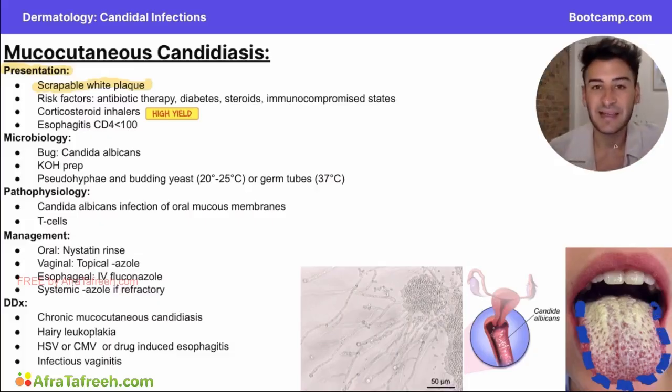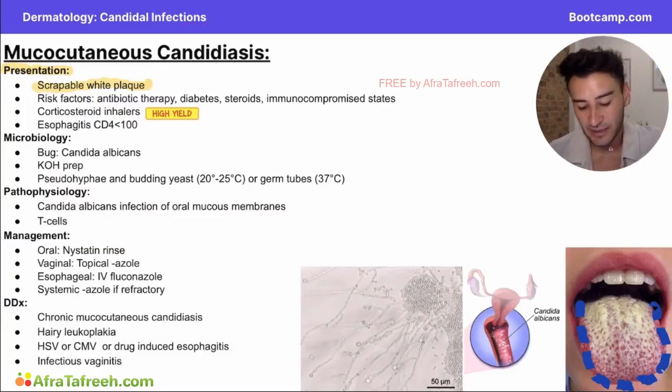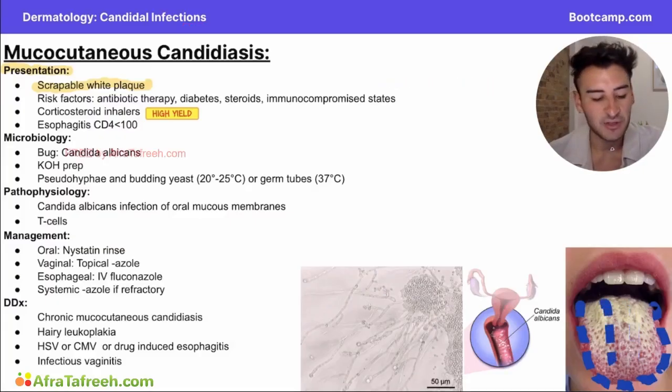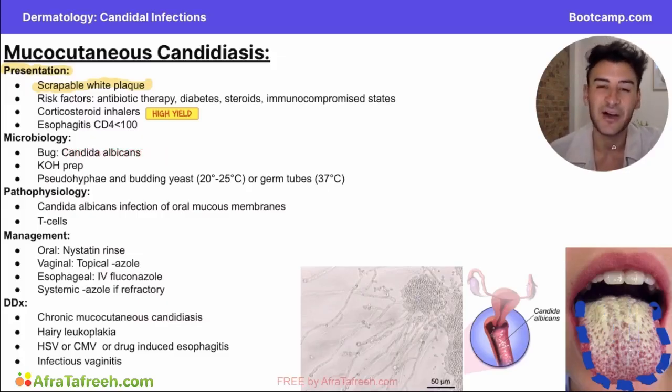And this is a plaque that is classically going to show up as mucocutaneous candidiasis. And if you were to take a fingernail or a tongue depressor and scrape along this tongue, this white plaque down here would easily scrape off onto whatever object you were scraping with. And that's going to be a really high yield sticking point for candidiasis on test day.